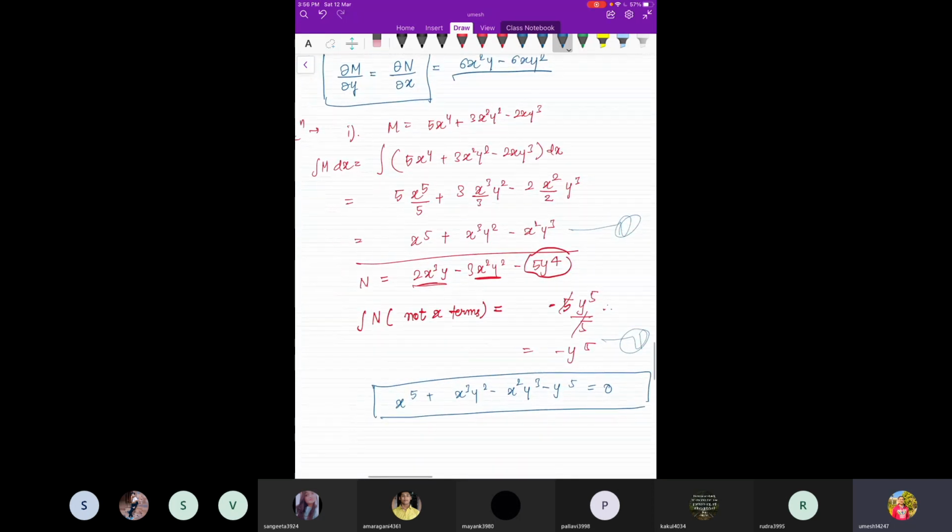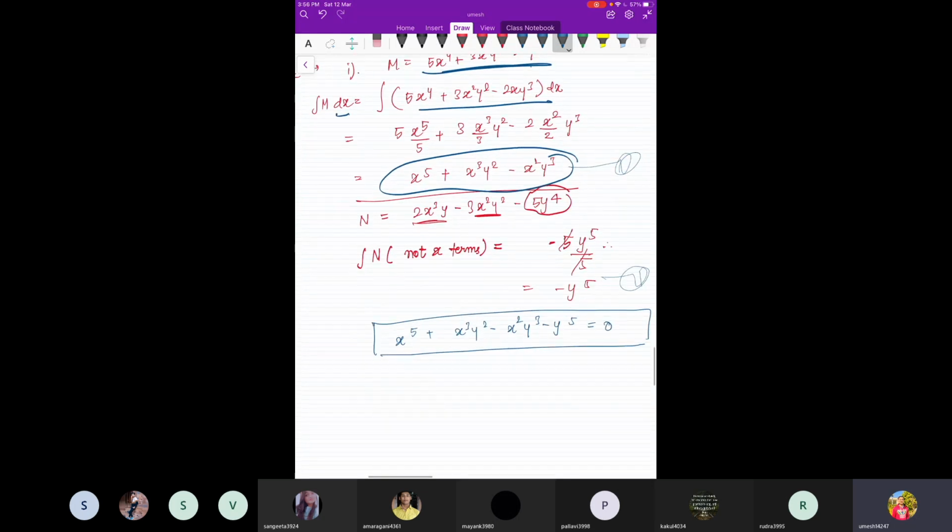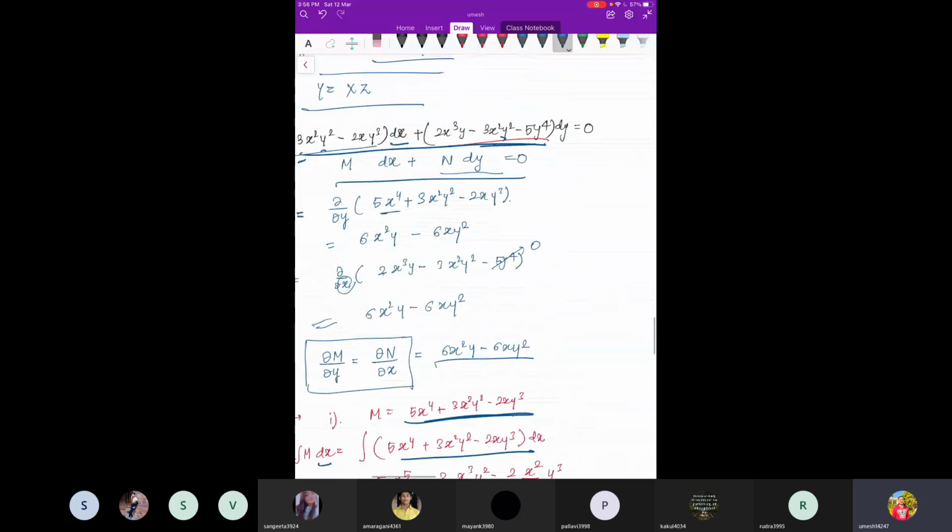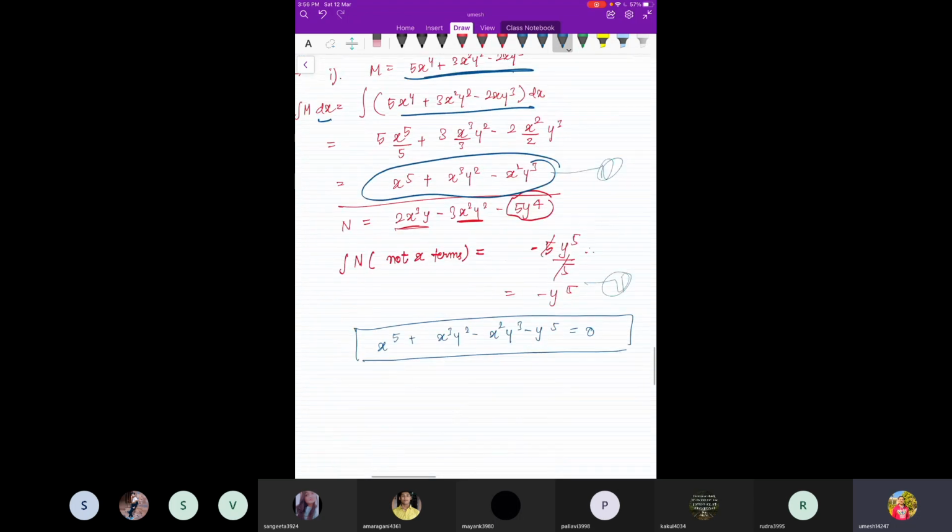So हमें क्या करना है, पहले m को इंटीग्रेट करना है विद रिस्पेक्ट टू एक्स. ठीक है, हमने m को इंटीग्रेट किया x के रिस्पेक्ट में, we got this thing x to power 5 plus x cube y square minus x square y cube. Okay, and our next step is to integrate n. और n को ध्यान रखना है कि n के सिर्फ उन्हीं टर्म को इंटीग्रेट करना है जिसके अंदर x नहीं आता. और तो इसके अंदर जस्ट ये टर्म थी जिसके अंदर x नहीं आता, this one.